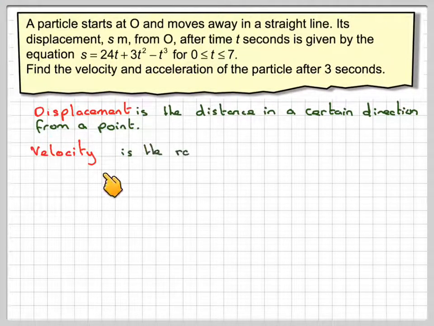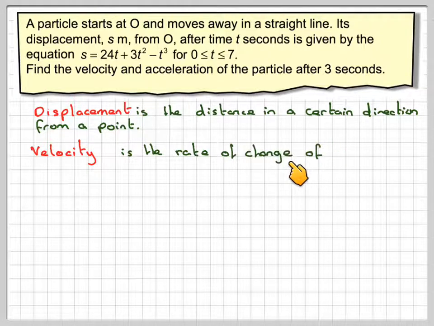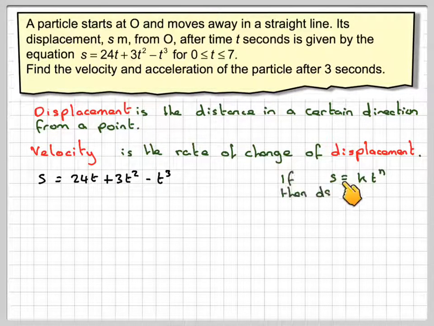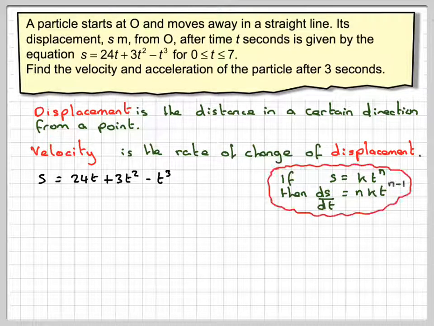Velocity is the rate of change of displacement. So if s = 24t + 3t² − t³, then if s is equal to kt^n, we differentiate s to get velocity. We bring down the power in front, write down kt, and reduce the power of t by 1. Doing that term by term here.